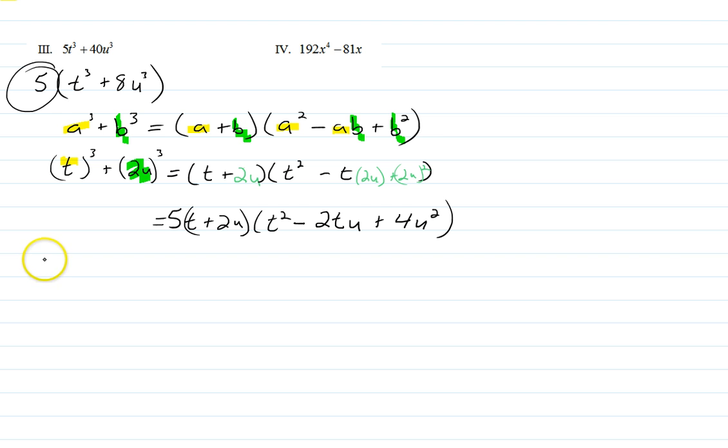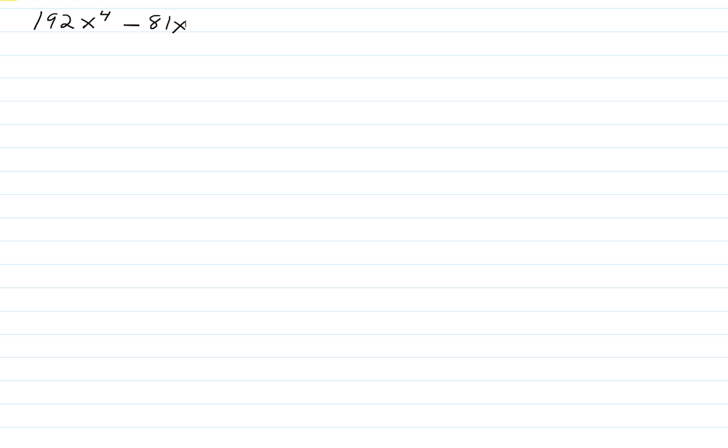All right, let's do this one down here. 192x to the 4th minus 81x. In order to use our cubes, we're going to have cubes, and x to the 4th isn't going to be cubed. If you're not sure about 192, you can actually do the cube root of 192 on your calculator, and you'll notice that it's not a perfect cube. So you want to look at 192 and 81 and see what they have in common. I can actually take a 3x out of that.